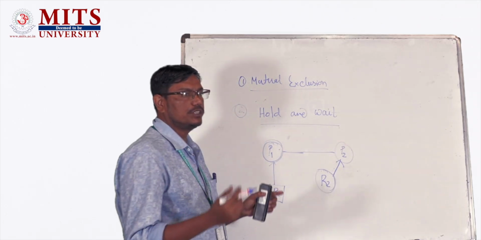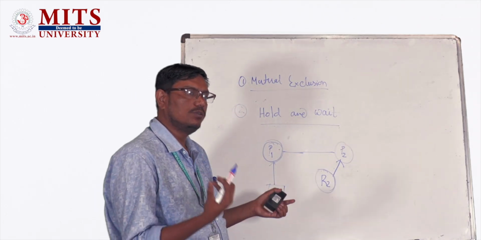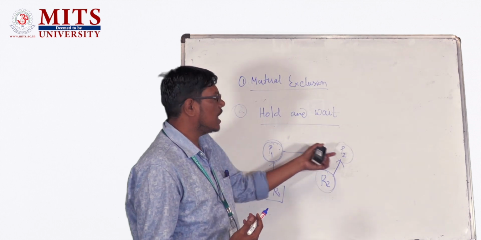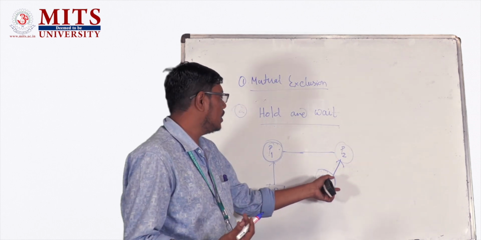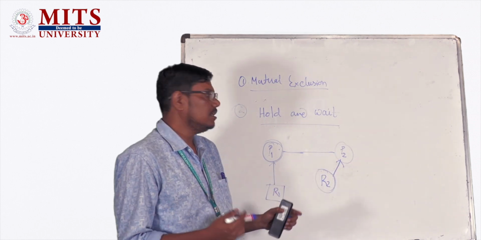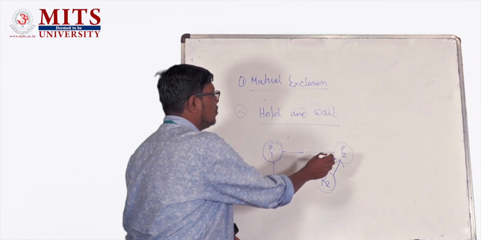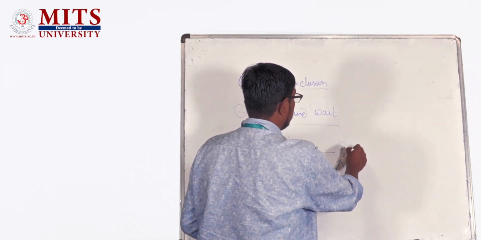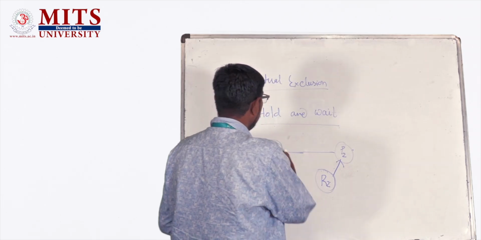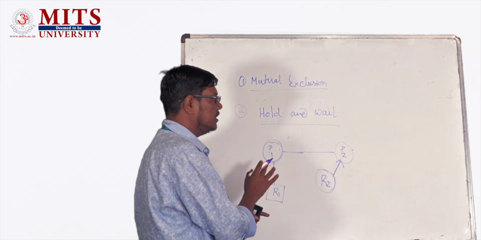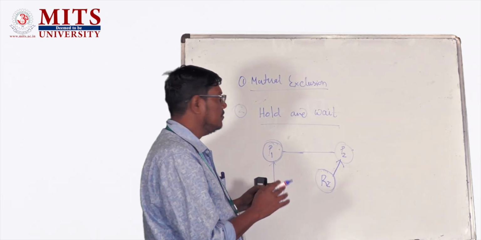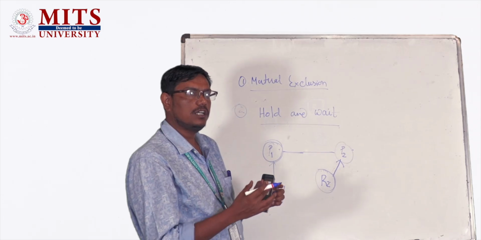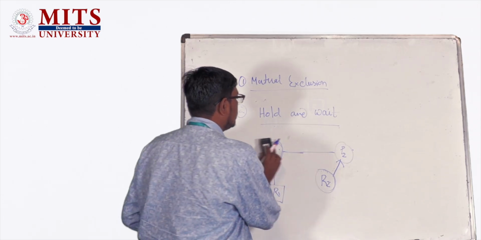If a process is holding a resource and waiting for another resource which is held by another process, then what happens? Only when P2 releases R2 can P1 receive it. So it takes a long time. For this reason, deadlock may happen. So this is the second condition.